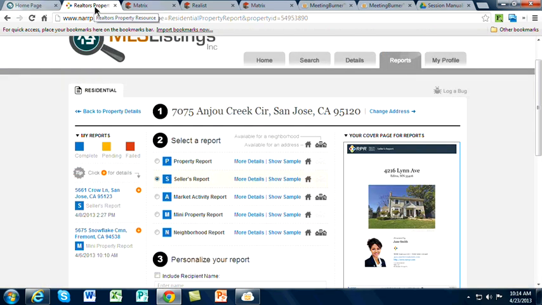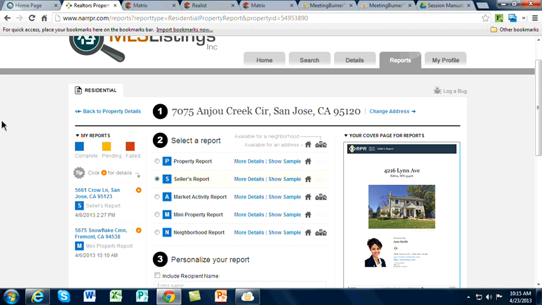But this is a cool-looking CMA. By the way, we can do a CMA in Matrix, but it isn't as cool-looking. It's got a lot more filler in it, and every real estate agent has learned how to do this. To do the CMA, in my view, it's more time-consuming to do it in Matrix than it is to do it here.